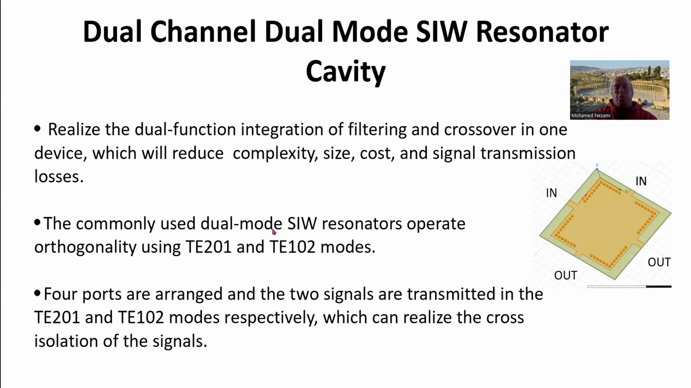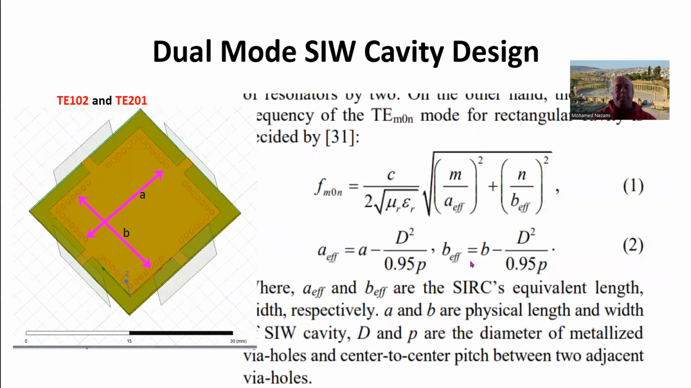The commonly used dual mode substrate integrated waveguide resonators operate orthogonally using these modes, the TE201 and the TE102, which is TEM0N and TEN0M, with N and M being 2 and 1. Okay, so 4 ports are arranged and the 2 signals are transmitted in these 2 modes respectively, which can realize the cross isolation of the signals. And that's what we're going to look at. So how do we do this?